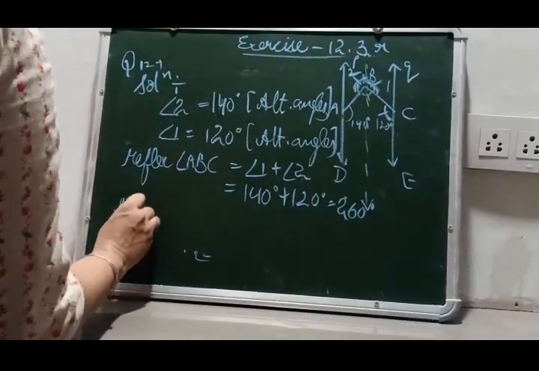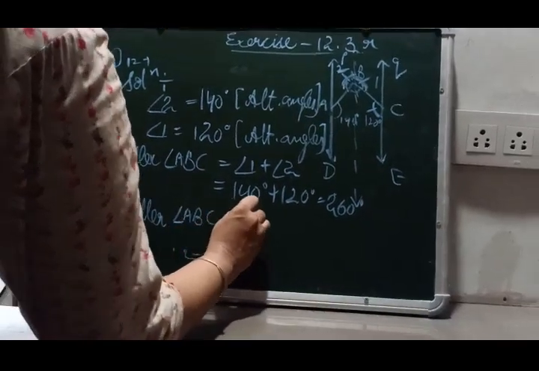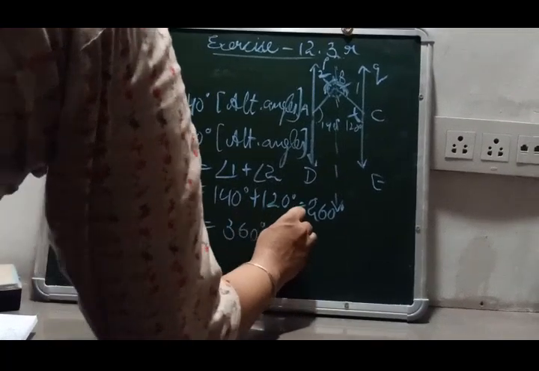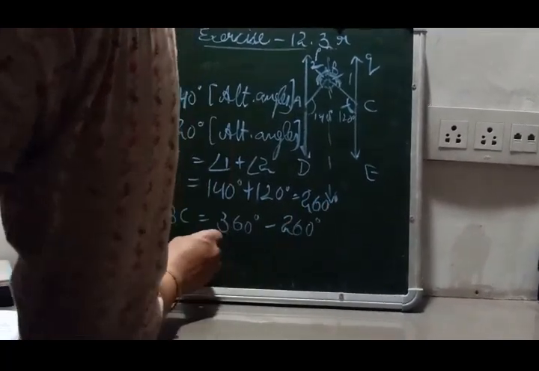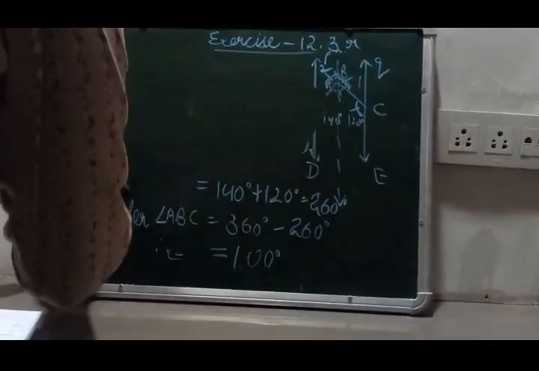Then what will be the smaller angle ABC? It will be 360 minus 260. That means it is 100 degree. Next, question number 13.